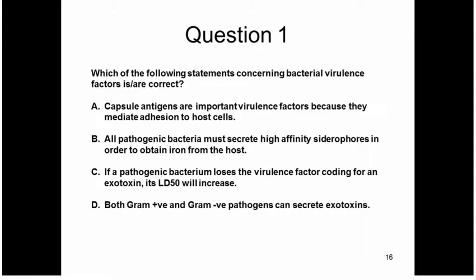Pathogenic bacterium loses a virulence factor coding for an exotoxin. Its LD50 will increase. Who says yes? One person. Who says no? Okay. All right then. So D. Both gram-positives and gram-negatives can secrete exotoxins. True or false? It's true. Exotoxins can be secreted by both gram-positives and gram-negatives. Vibrio cholerae is gram-negative and secretes cholera toxin, an exotoxin. Endotoxin, only gram-negatives. Exotoxin, both.